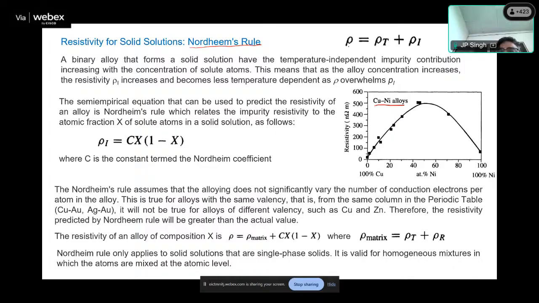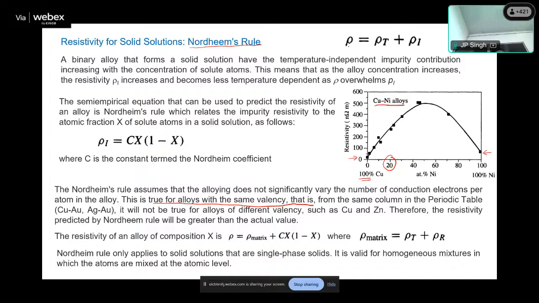The only condition is that these two metals have to be single phase, number one, and they should have the same valency, meaning they should be in the same column of the periodic table. If I have that, suppose this is 100% copper with some resistivity value, and at the other end we have the resistivity of nickel. Now if I start putting nickel inside the copper, say at 20% nickel and 80% copper, the resistivity increases.